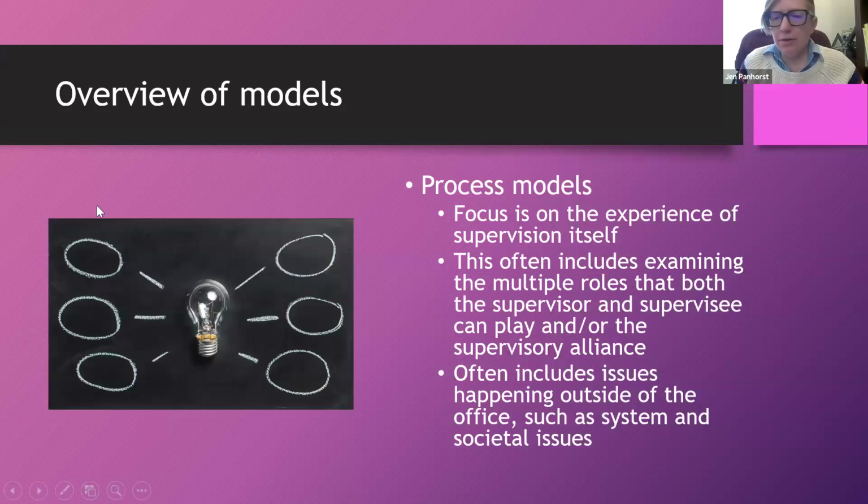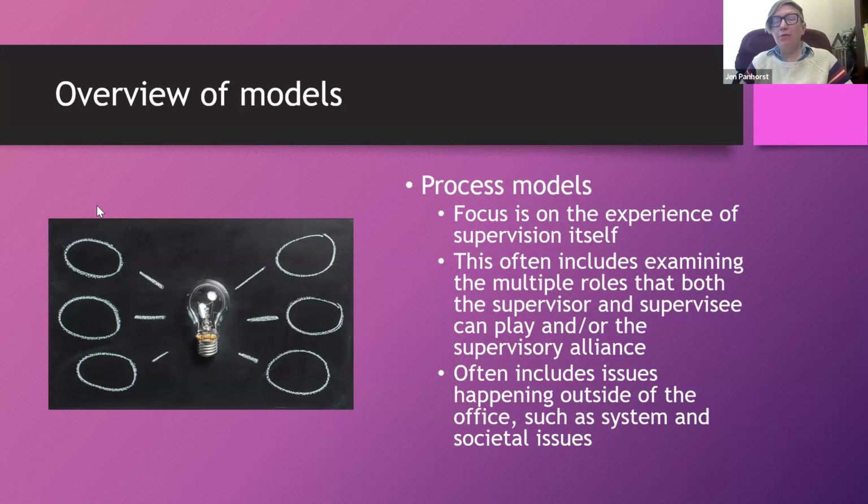So now let's talk a little bit about process models. Process models are focused on the experience of supervision itself. This is getting even further back from what's happening in the therapeutic relationship specifically. Not that you don't cover that, but it's also trying to look at the bigger picture, including how both individuals are experiencing supervision, and the alliance that they're having.